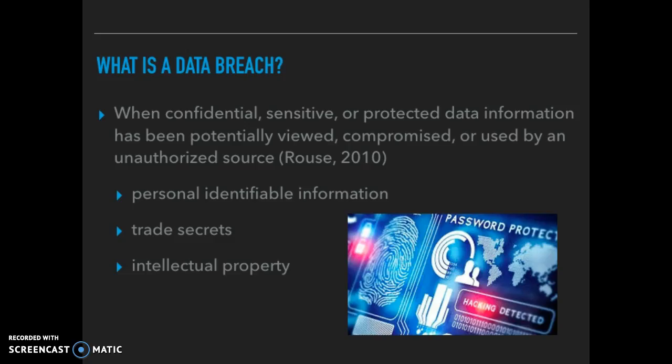So what exactly is a data breach? A data breach occurs when confidential, sensitive, or protected data has been potentially viewed, compromised, or used by an unauthorized source. This could be an individual hacker or a group of hackers. The data that is often breached includes personal identifiable information such as social security numbers or PIN numbers. Trade secrets include the distribution and/or manufacturing methods, and oftentimes this, along with intellectual property, are popular targets for hackers to compromise from an organization.